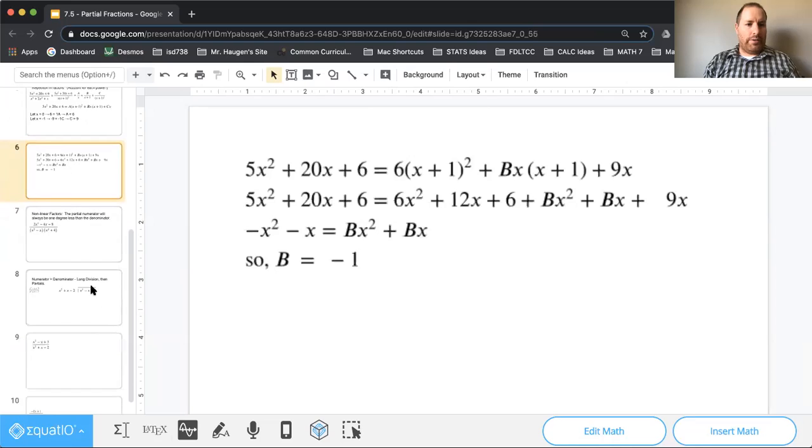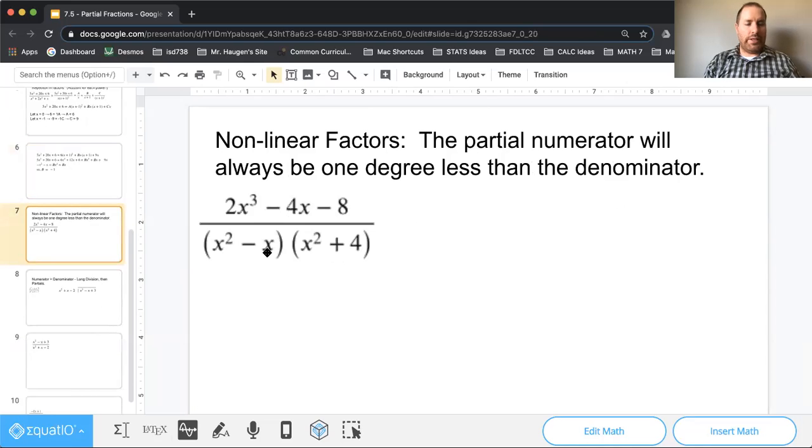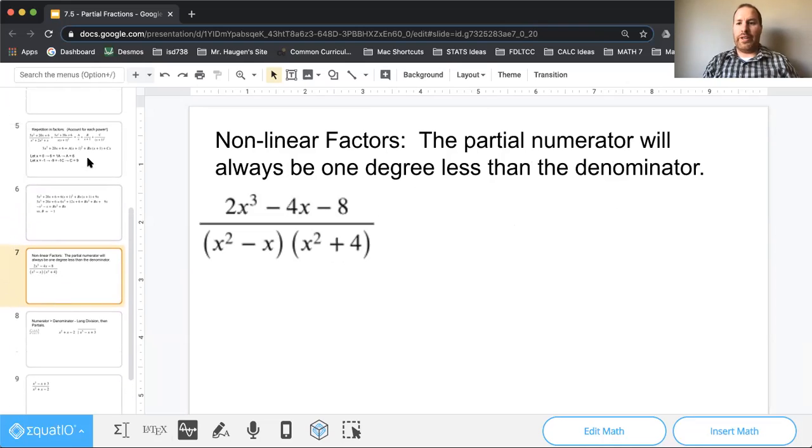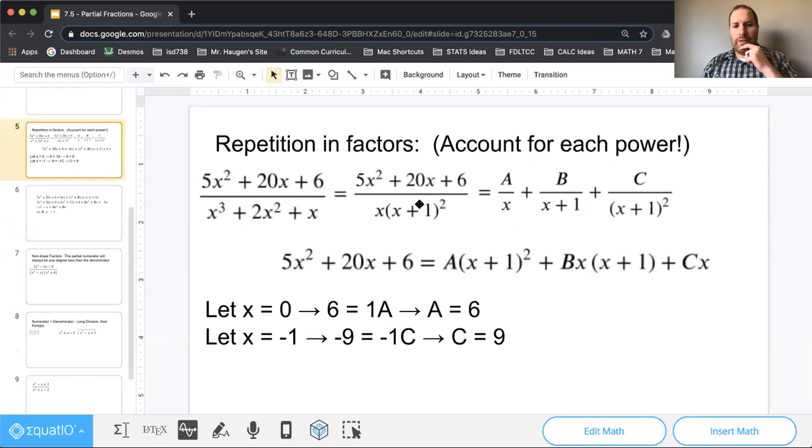Okay, let's see. Nonlinear factors. We'll go through two more examples on here. So things when the factors are non-linear, right? We've been doing so far that the factors are linear, even though we had multiple linear factors. Back to our last example, multiple factors here, but the factors themselves were linear. The highest power was 1.